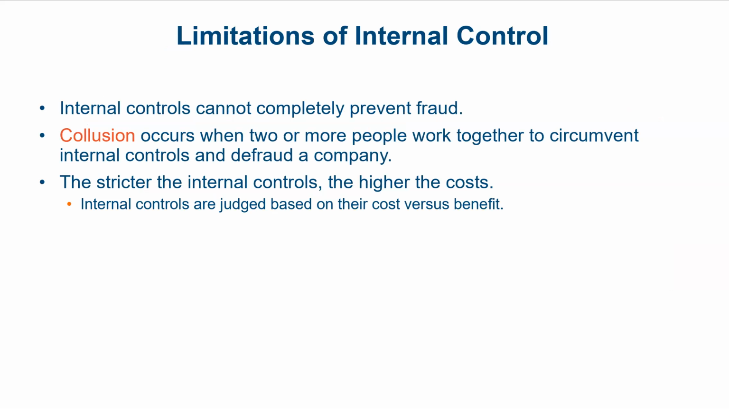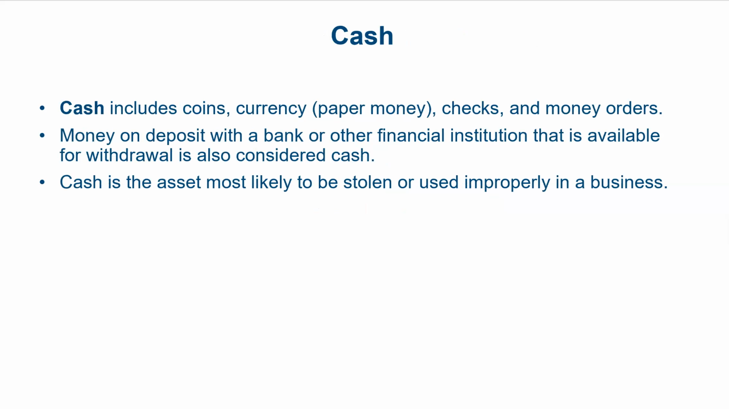There are some limitations of internal control. So even if we have perfect internal controls, there are going to be some limitations. First of all, collusion can happen when 2 or more people work together to circumvent the internal controls and defraud a company. And the stricter the internal controls, the higher the cost. It's going to cost more to have great internal controls. So you've got to look at the cost versus benefit of these internal controls.